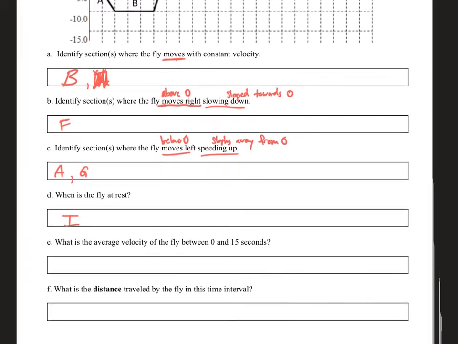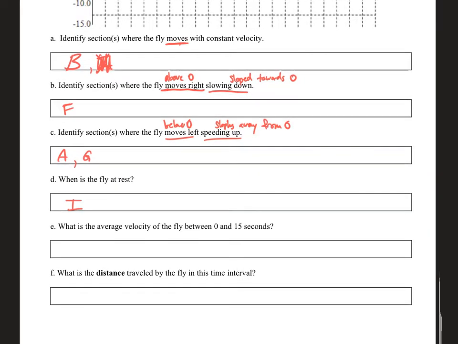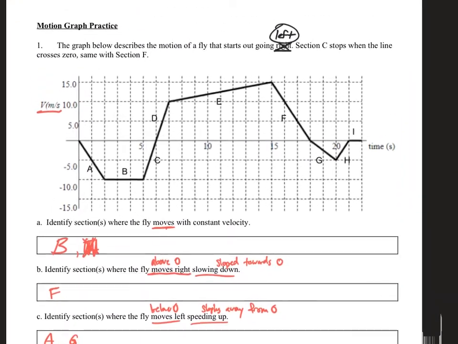So now we get to some calculations. What is the average velocity of the fly between 0 and 15 seconds? Well, how do I calculate the average velocity of something? To get average velocity, I take the displacement divided by the time. So for us, the time here is going to be 15 seconds. Now the question is, how do I get displacement from a velocity graph?